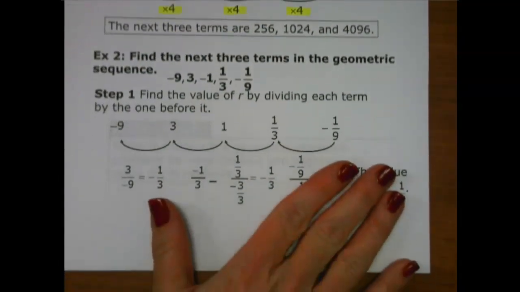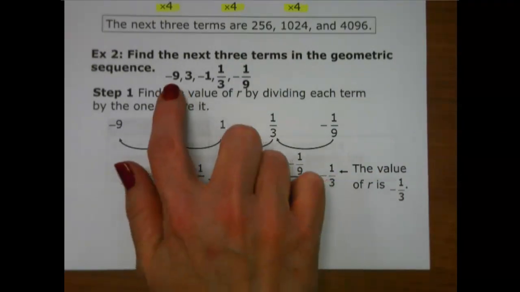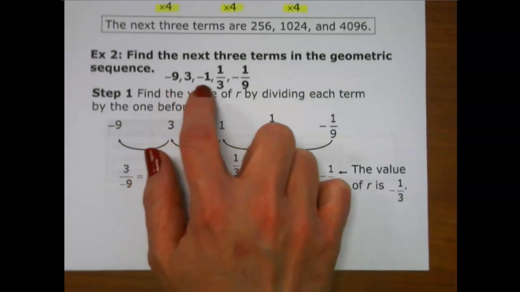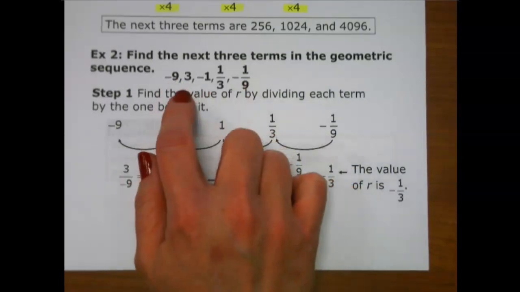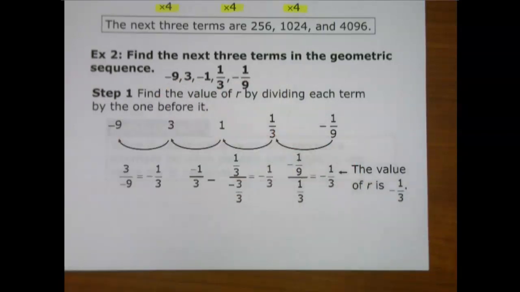So let's look at this next one. Find the next terms in the geometric sequence. So they give us a sequence. If you look at this sequence, you can see it's not adding or subtracting the same thing each time. Something else is going on there. So we're going to find out what our R value is.